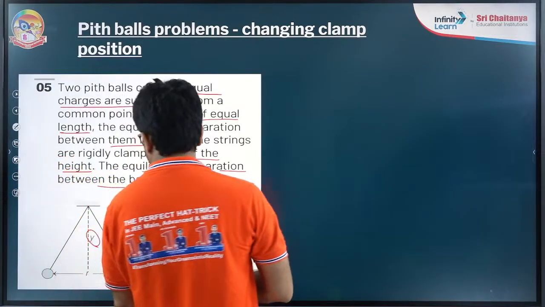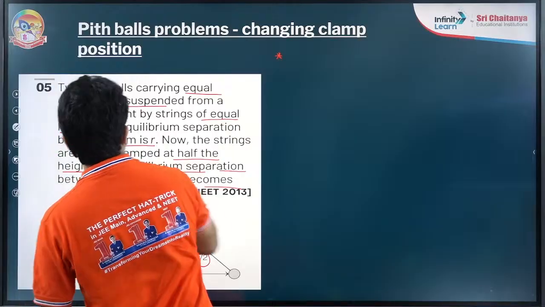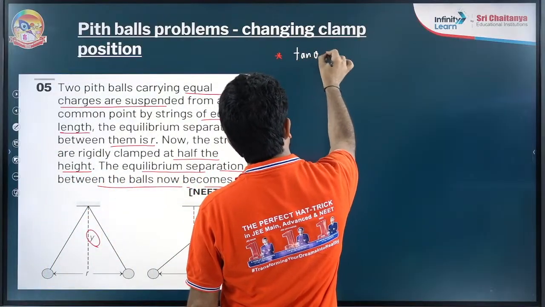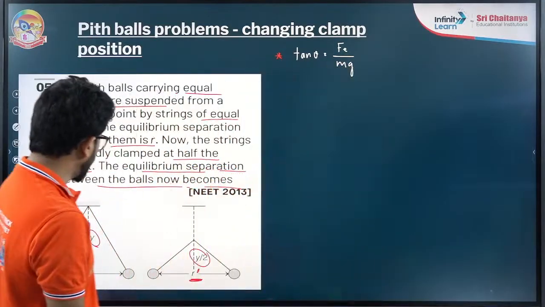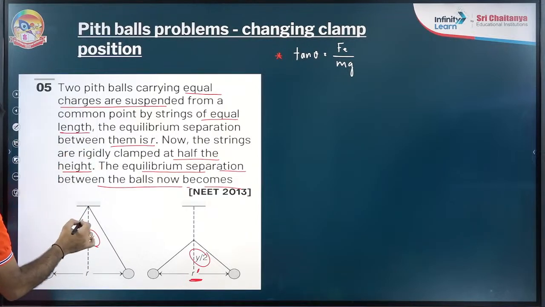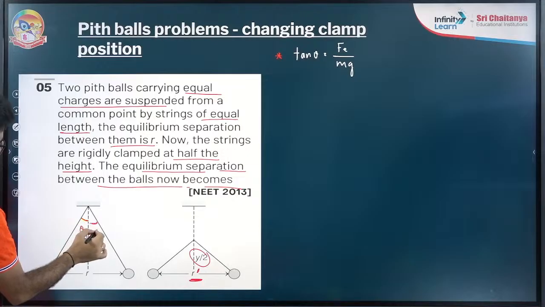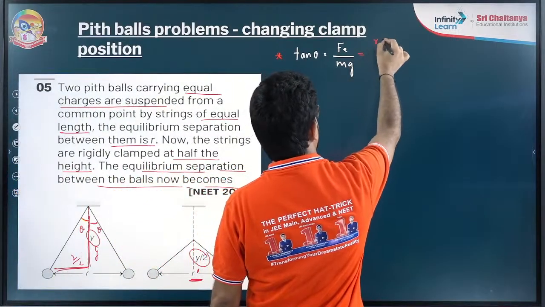Now understand very clearly. Here, tan theta is equal to Fe by mg. What is tan theta in the first case? If this angle is theta, and this angle is also theta, then tan theta is perpendicular upon base, that means r by 2 divided by y. So tan theta is equal to r by 2 divided by y.